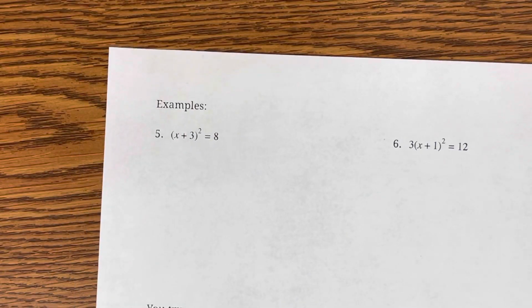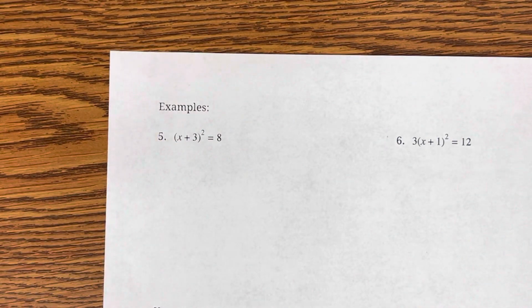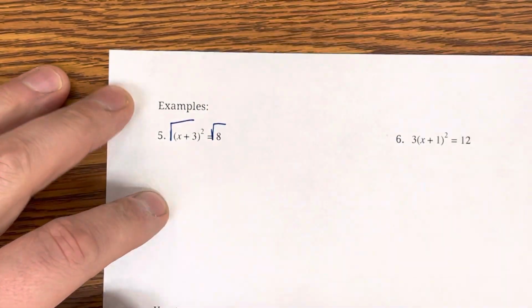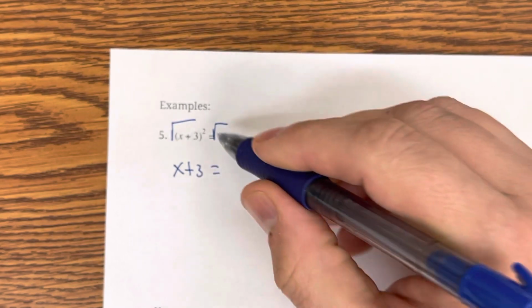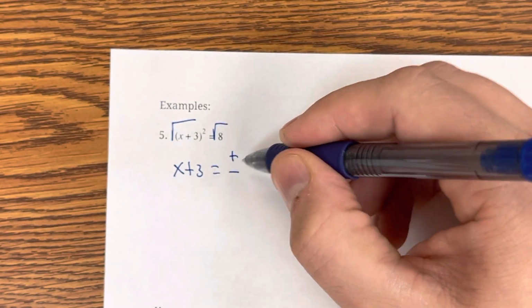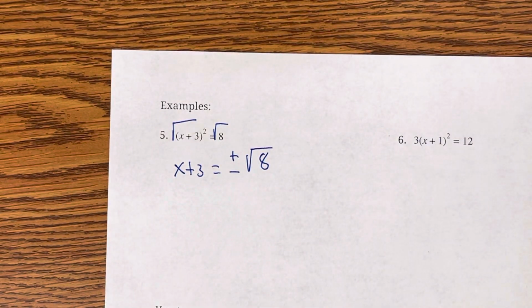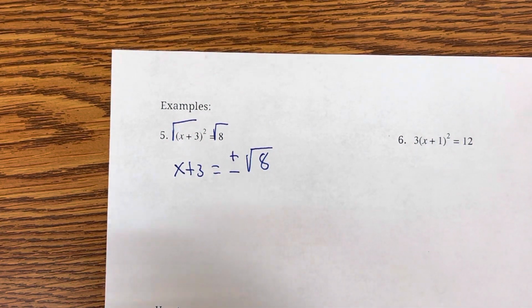So our first example here. This value, the parentheses, the squared is by itself. So step one's complete. I can then take the square root of both sides. Now the key here is x plus 3 is equal to both positive and negative times the square root of 8. All right. I am then going to simplify the square root of 8, and then I'm going to subtract 3 from both sides to solve.